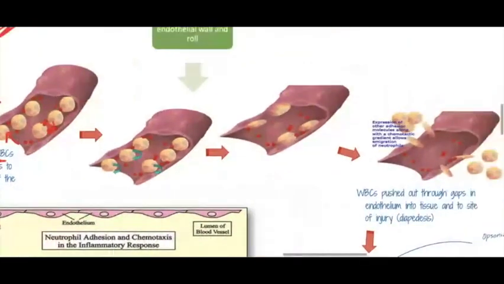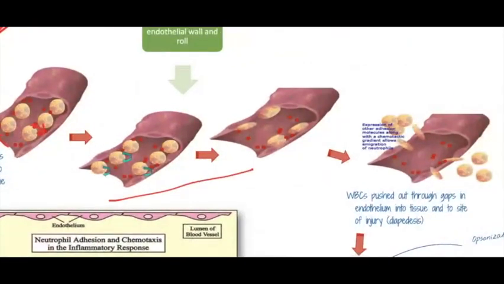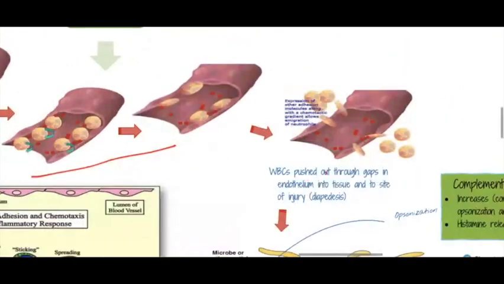And so we need it to go, I'm going to skip these two phases for a second, okay? We need it to go through, remember those gaps we made in the capillaries earlier? We need those white blood cells to go through those gaps and out to the tissue, out to that site of injury, right? So how does that happen?